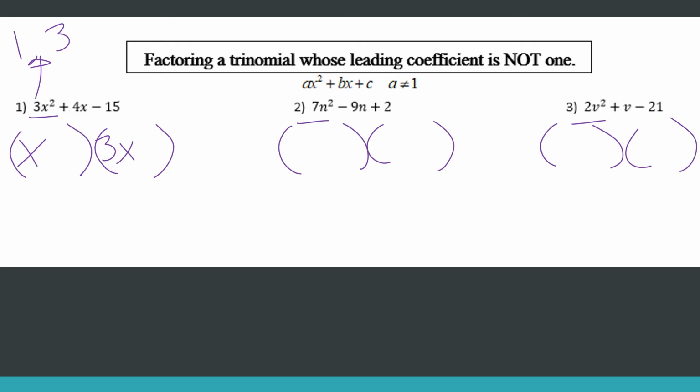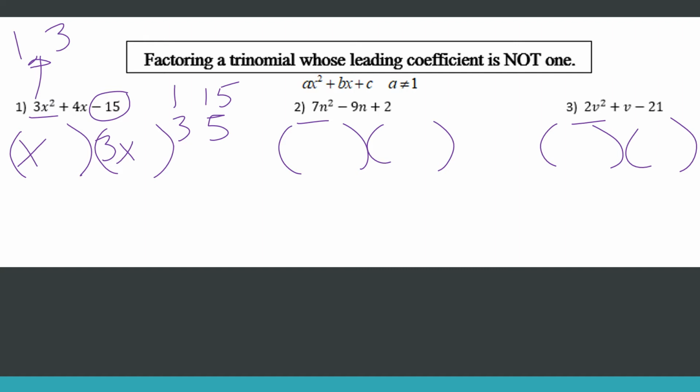Okay, now just like we did on the other one, we're still going to go to the very last term and we're going to look at its factors. So the factors of 15 are 1 and 15 and 3 and 5. Okay, now like we did in the last one, we looked and said which one of those add and subtract to give me my 4 in the middle. So when I look at 1 plus 15, that's 16, and 15 minus 1 is 14. That didn't work. 3 plus 5 is 8, 5 minus 3 is 2.